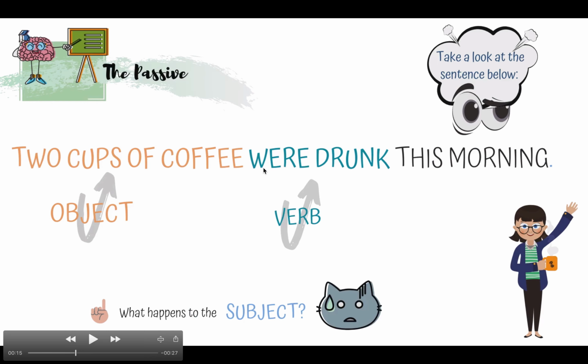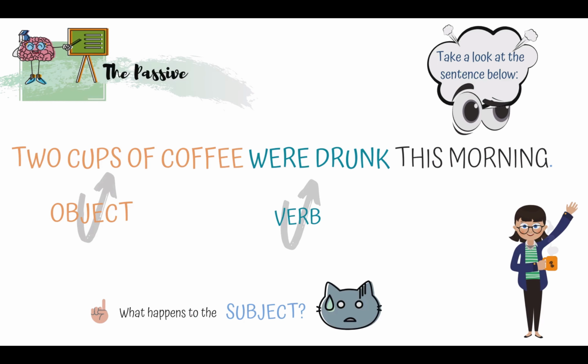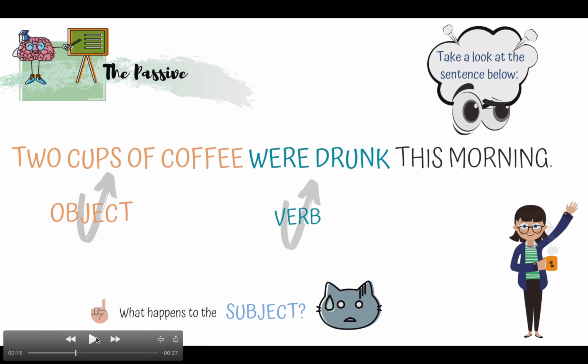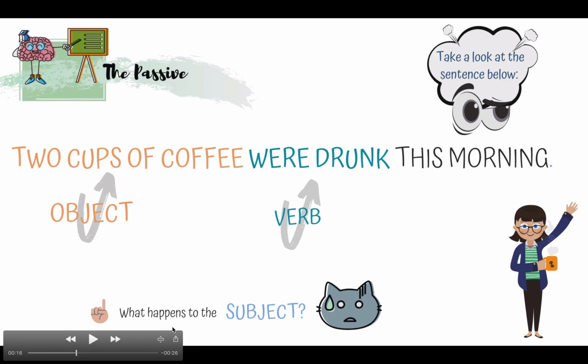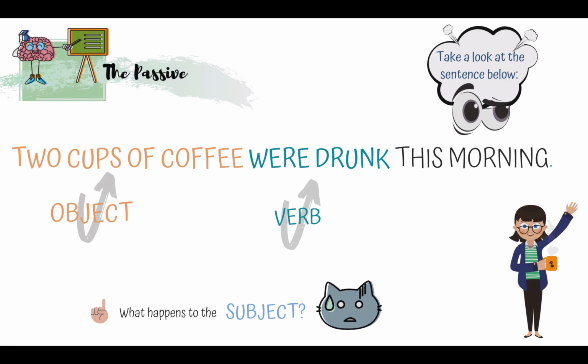And then we take our verb that we used in our active sentence, which is drunk, okay? In this case it was drank, which is the past simple, okay? And then we put it into the past participle, okay? Which again is the third column for those who studied columns. So we now have were drunk, okay?